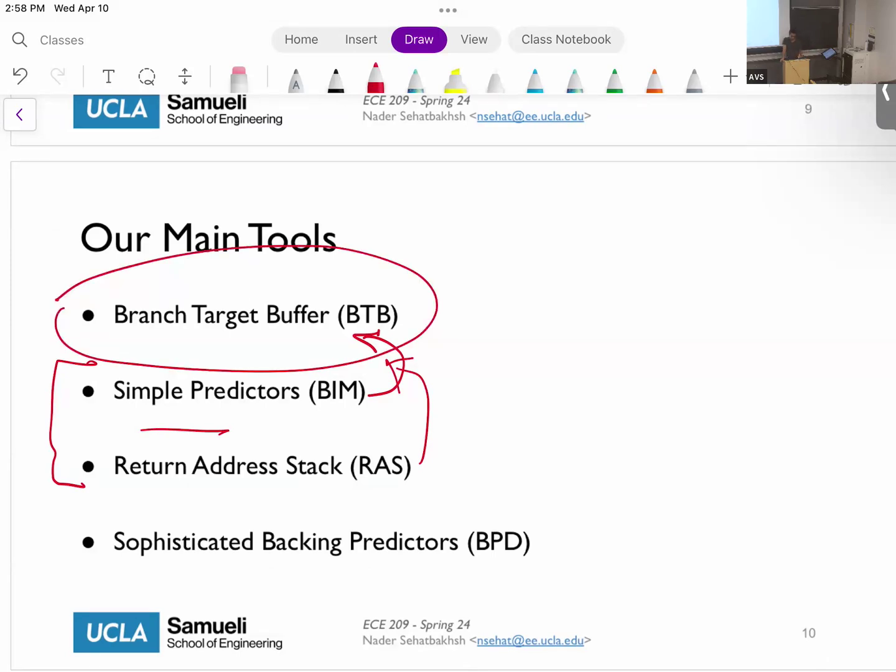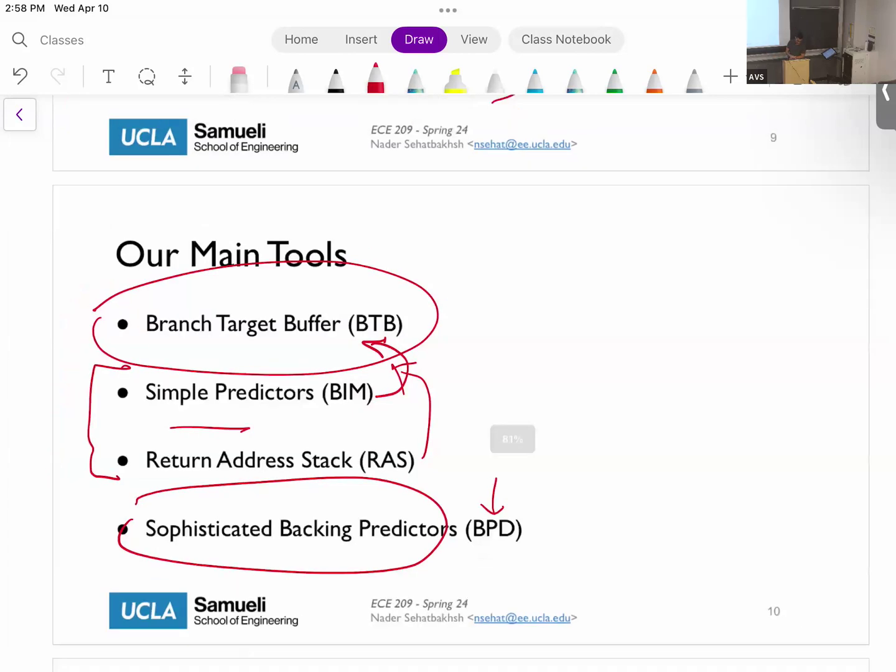Then we also have a more sophisticated backing predictor, or BPD. This is where we have more logic, we have longer history, and we do all these tricks in order to hopefully predict the direction of a branch a little bit better. This is where all these things happen, in the backing predictor.